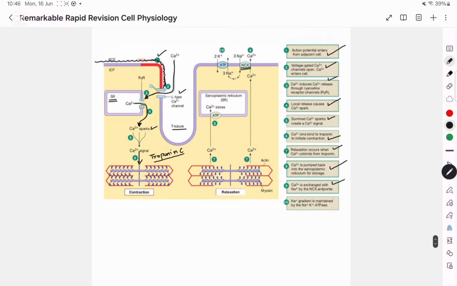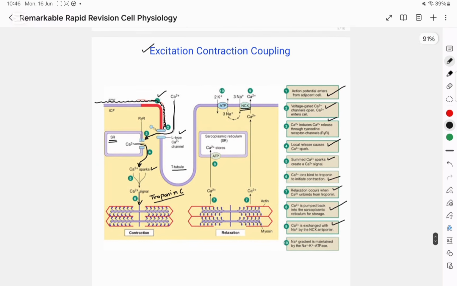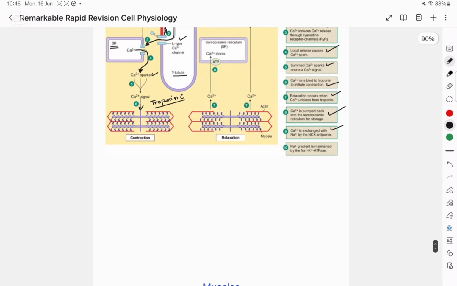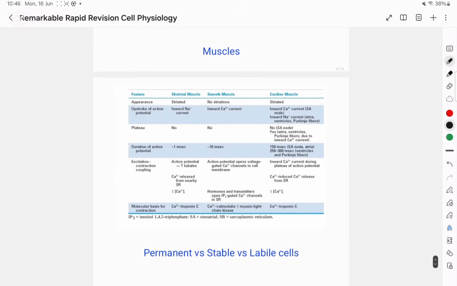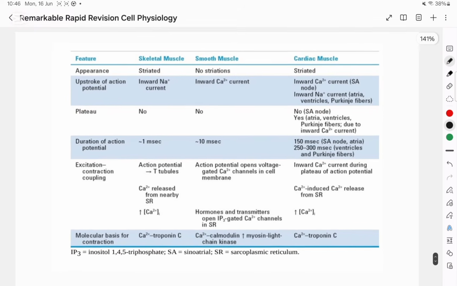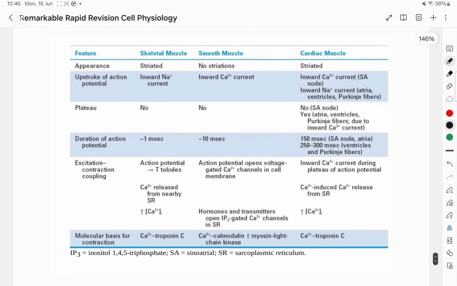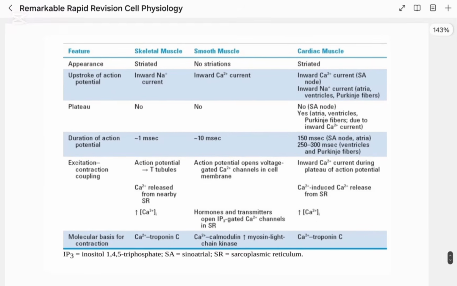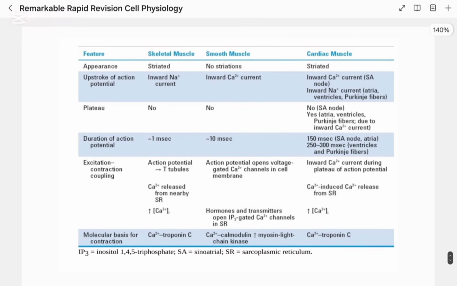So this is all you need to know about the excitation contraction coupling that is taking place in the skeletal muscle fibers. Moving on to the muscles. So we'll just use this table to identify what are the key differences and key similarities in the skeletal, smooth and cardiac muscles. So first of all we will discuss about the appearance. As we have already understood that smooth muscles, they are known as smooth muscles because they have no striations. Why they have no striations? Because they have no sarcomeres. So the sarcomere is only present in the cardiac muscles and the skeletal muscles, hence they are striated.